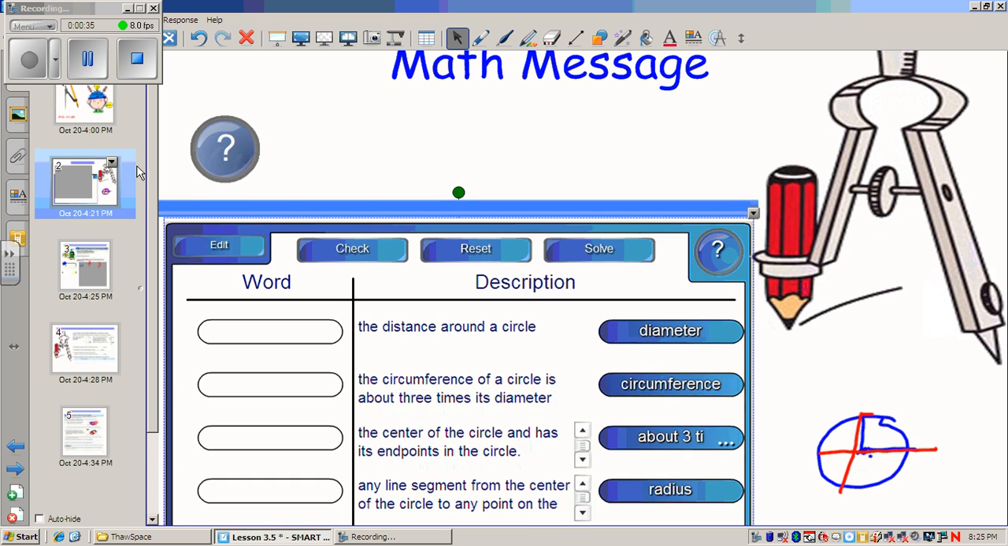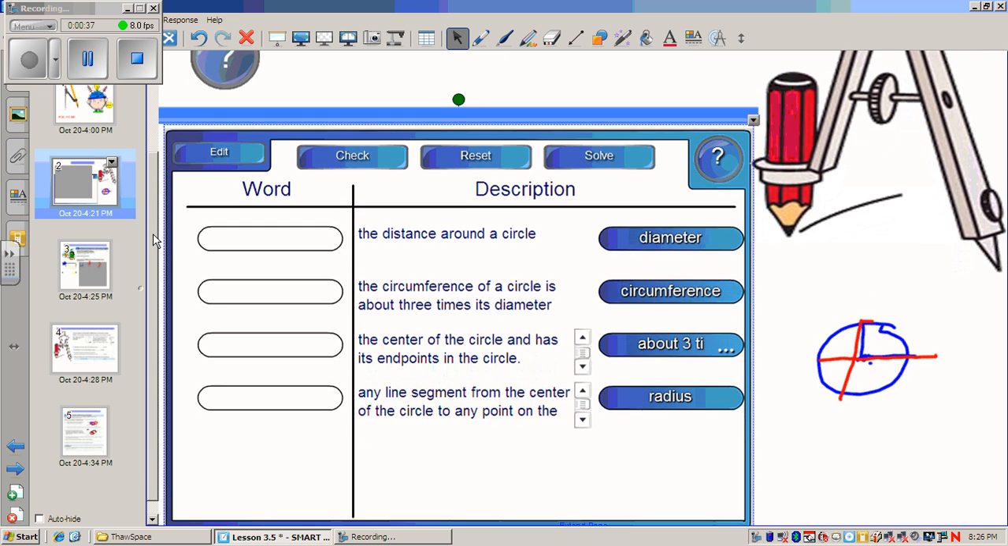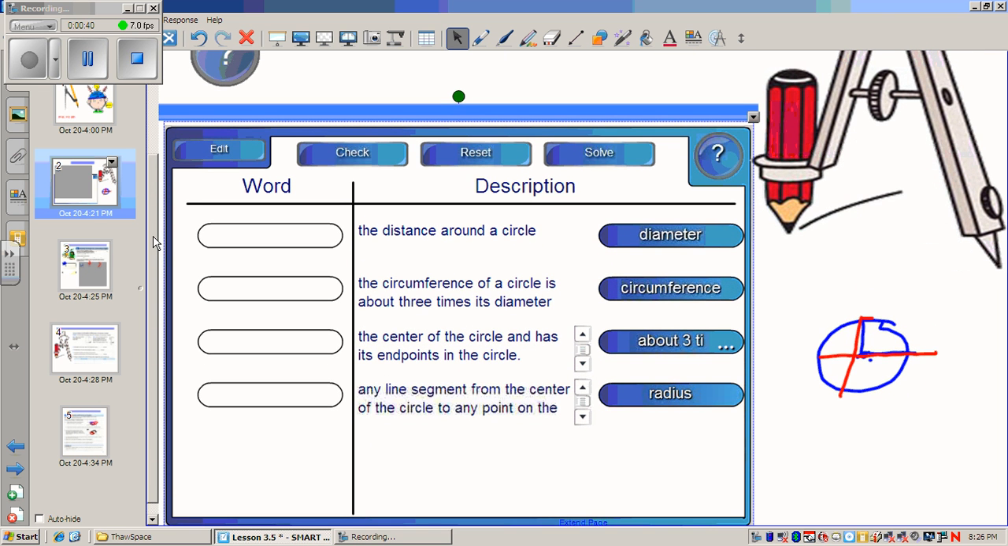So in math, there are some things we need to talk about, and one thing we need to talk about is our words. We have diameter, circumference, the about 3 times rule, and the radius. So here are our definitions.